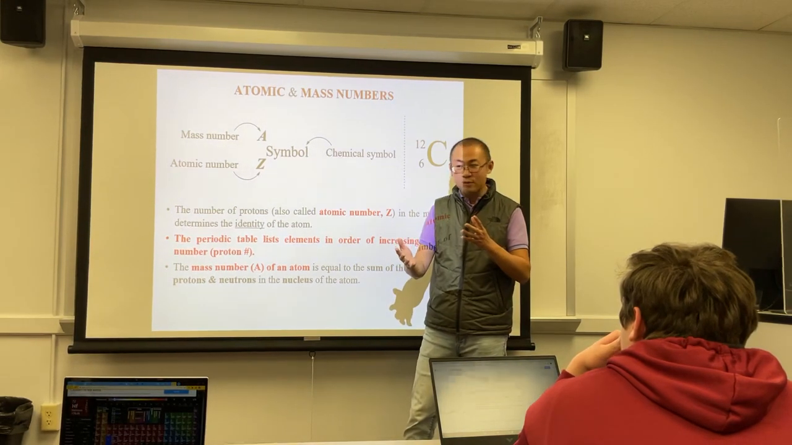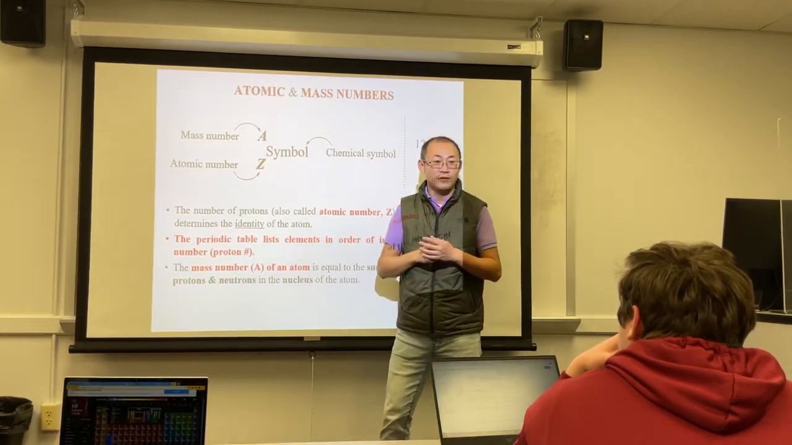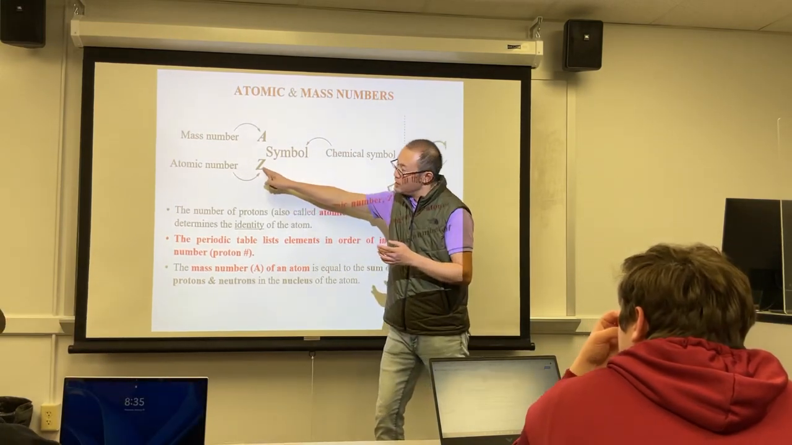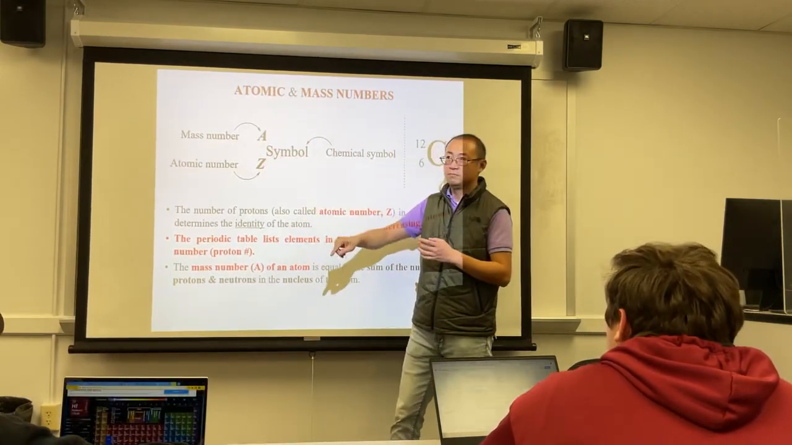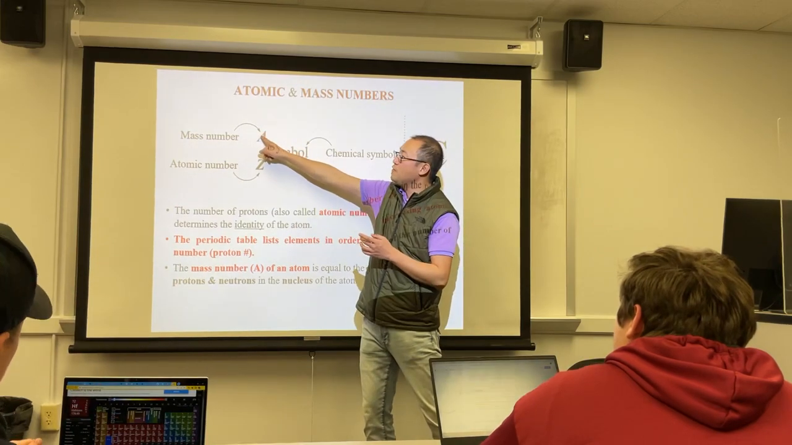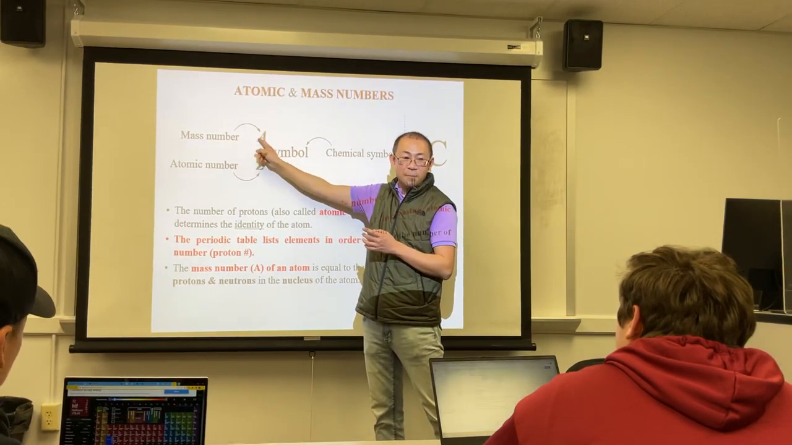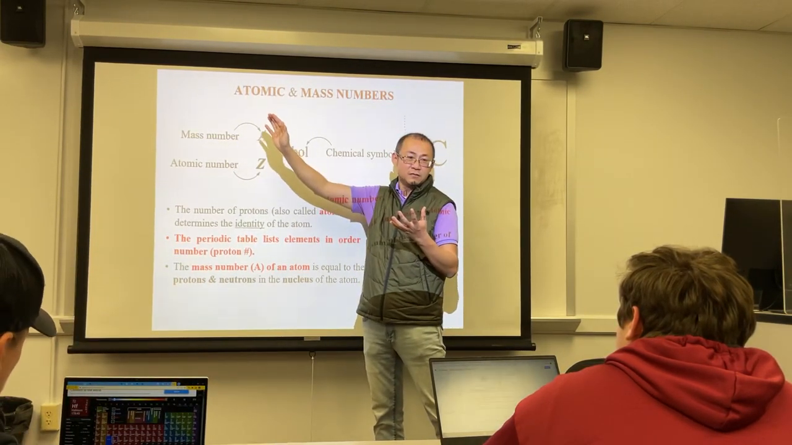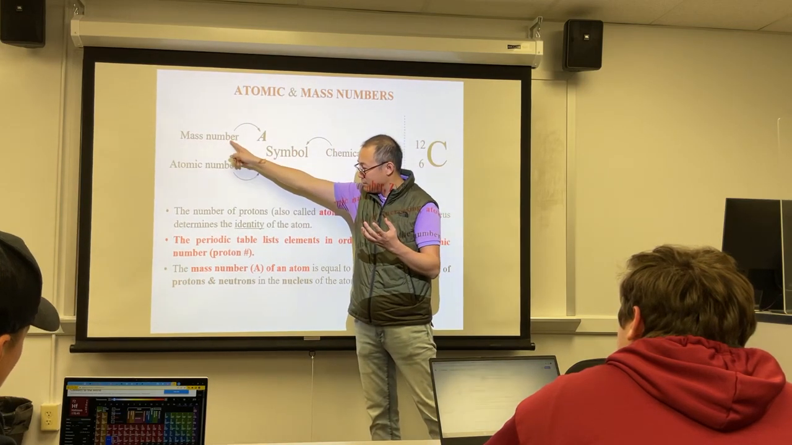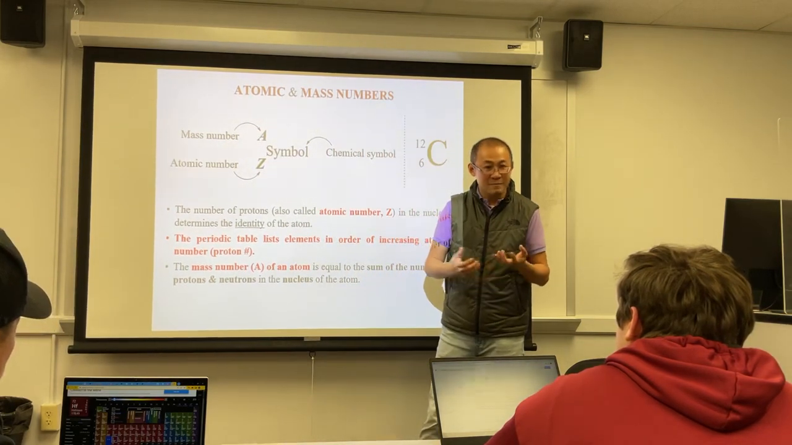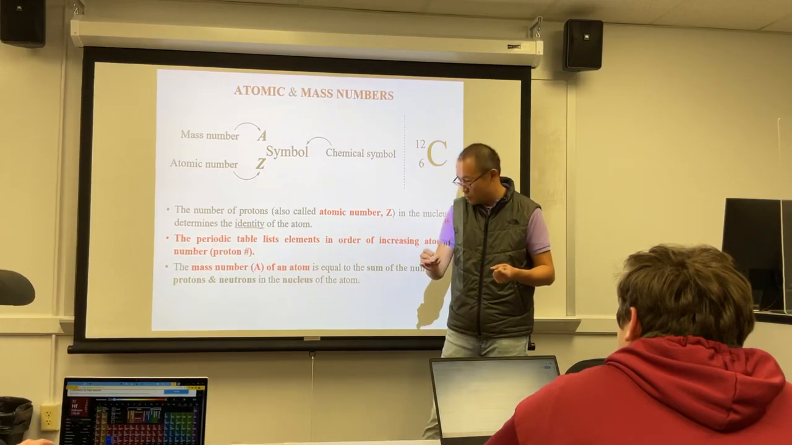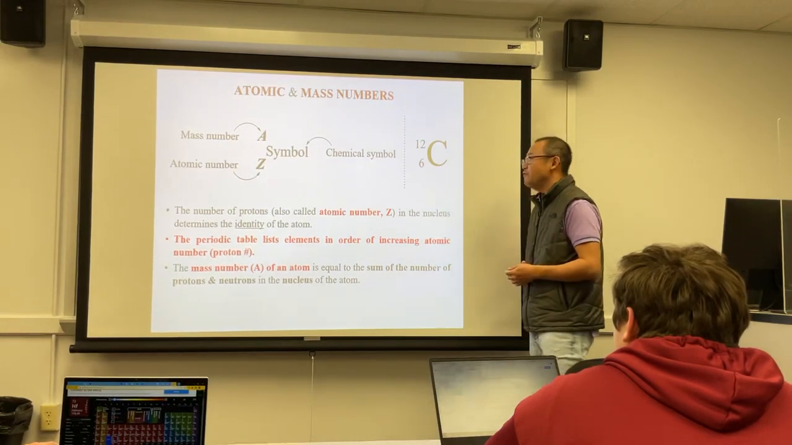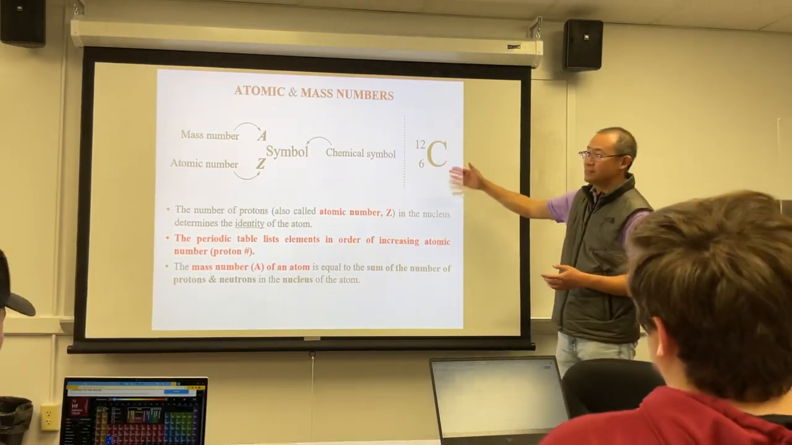Where do we find the number of protons? The periodic table. Is that right? This is the atomic number. This is the proton number. On the other corner of the symbol, the superscript on the left side, is the mass number. What is mass number again? Protons and neutrons. Very good.